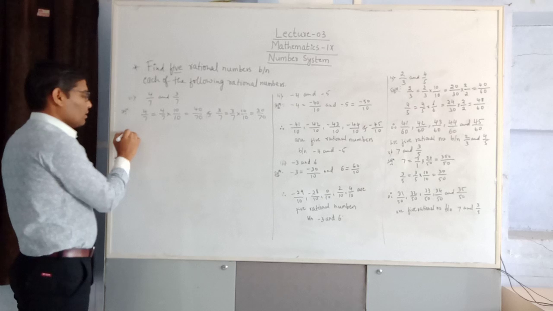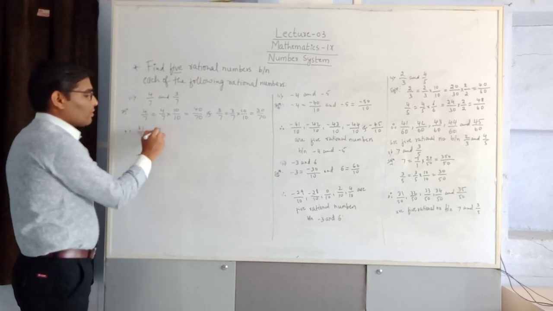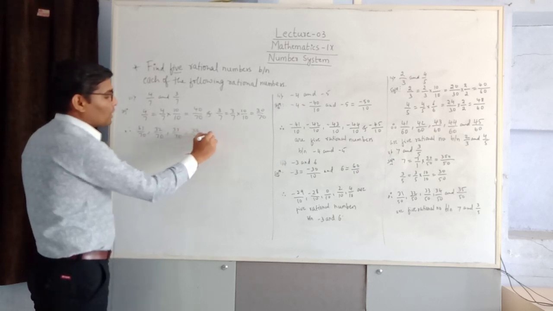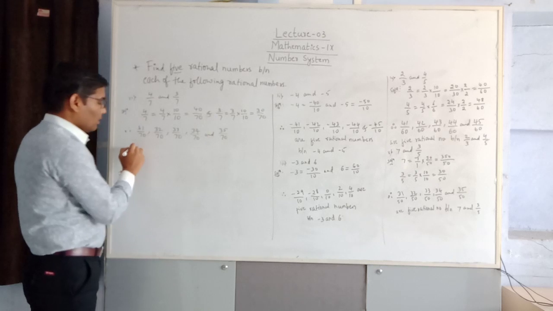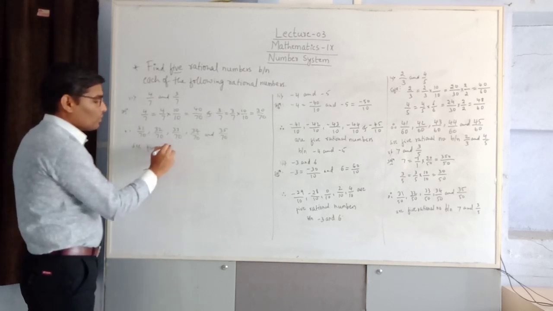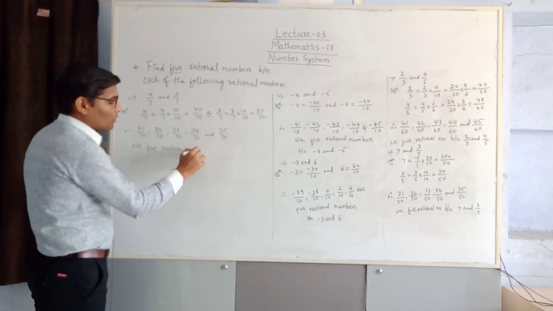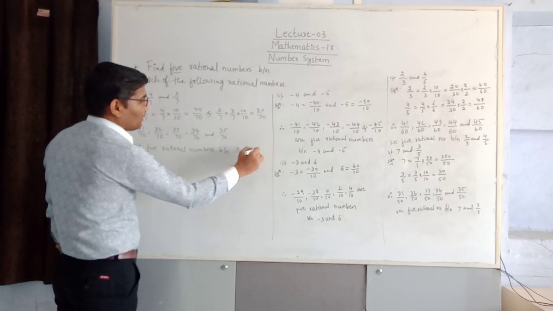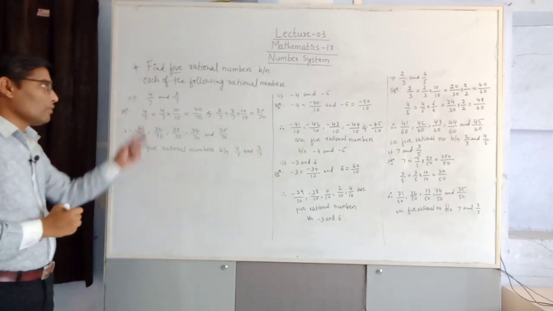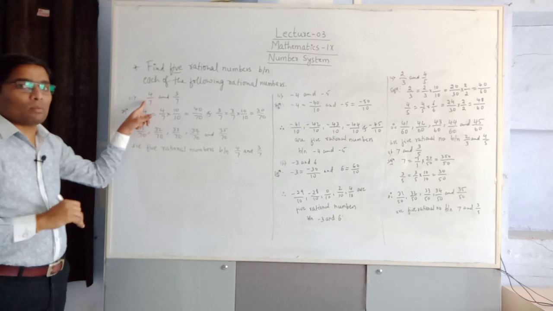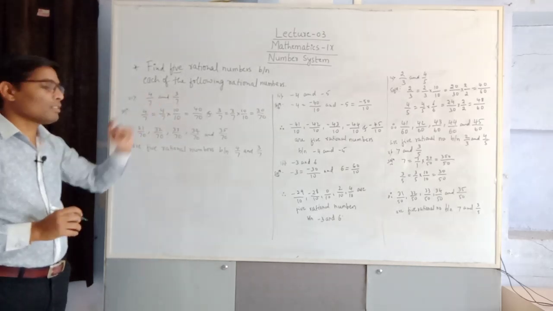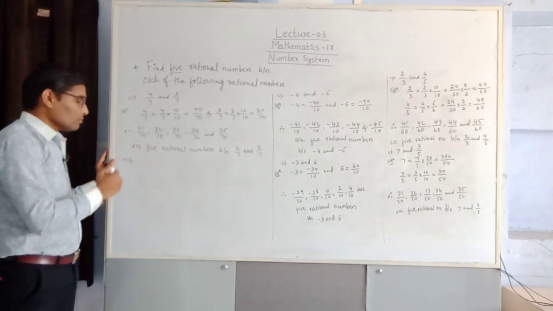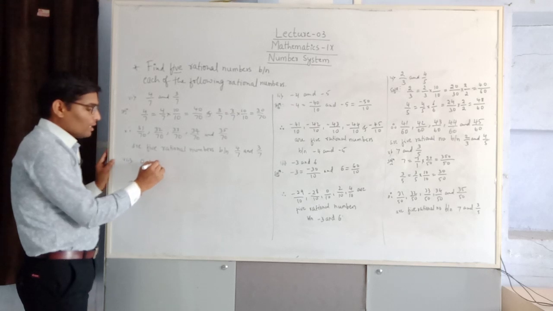You can write any 5. That is 31 by 70, 32 by 70, 33 by 70, 34 by 70 and 35 by 70 are 5 rational numbers between 4 by 7 and 3 by 7. This is a way of finding when the given rational numbers are in the p by q form with the same denominators. Now moving to the next kind of number, that is when both the numbers are decimals.